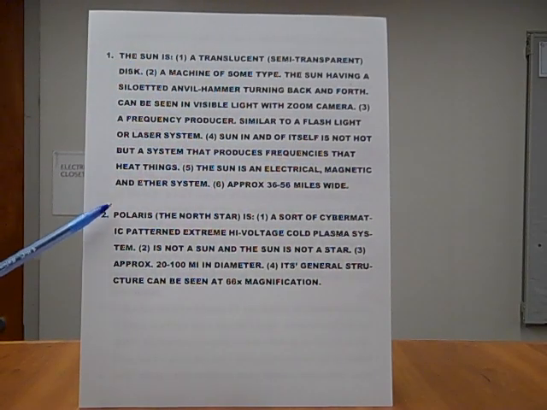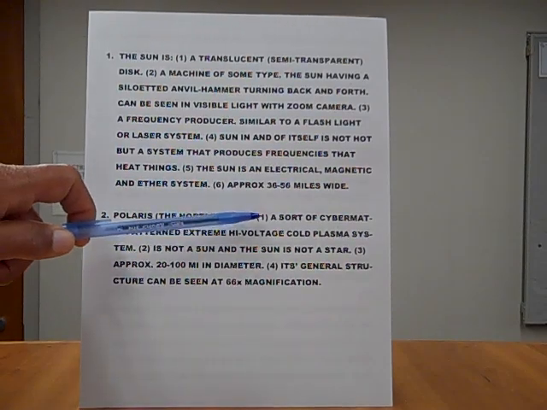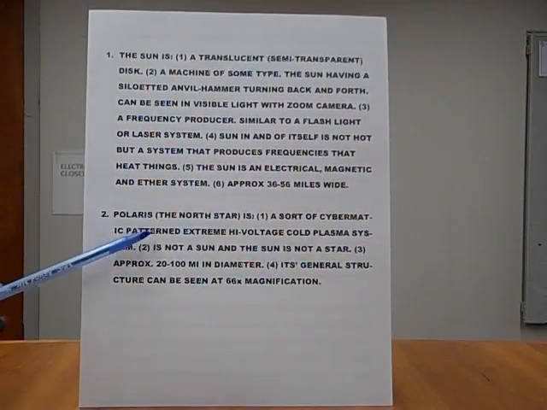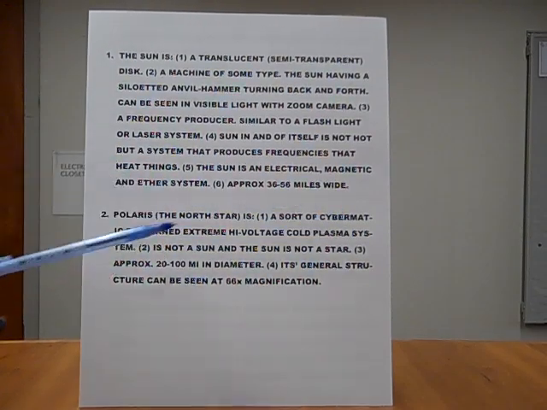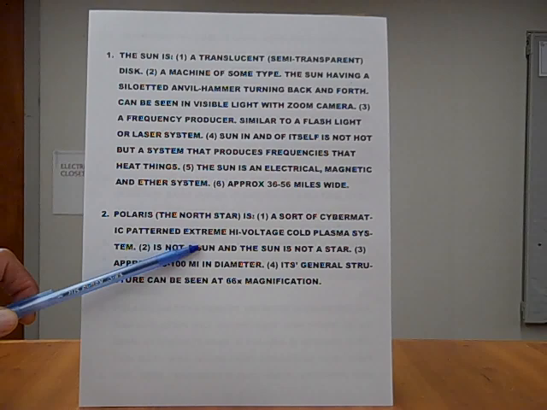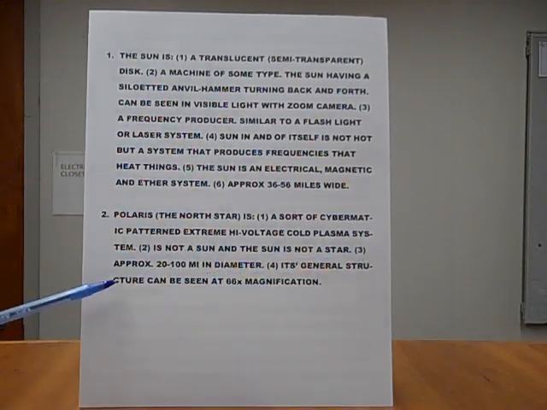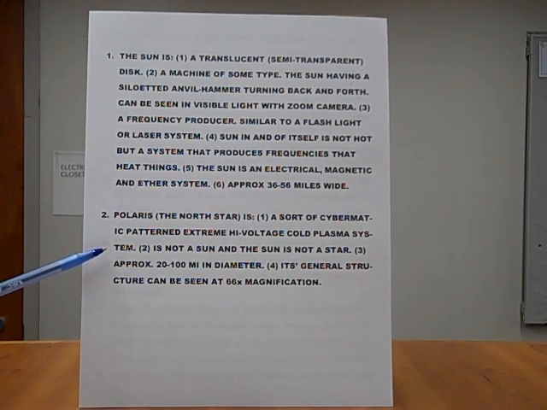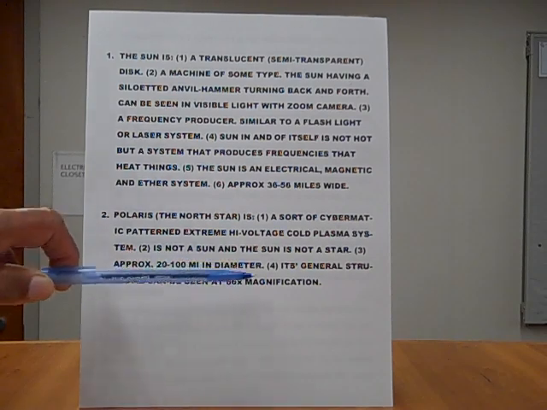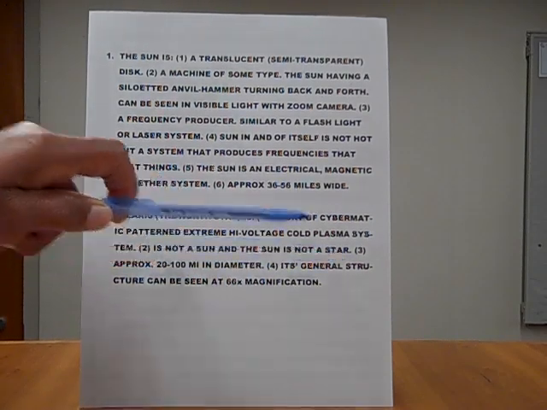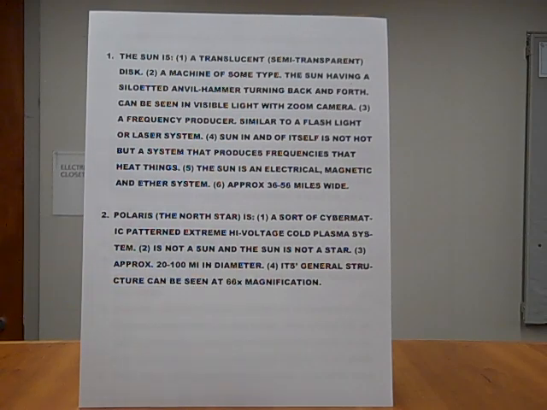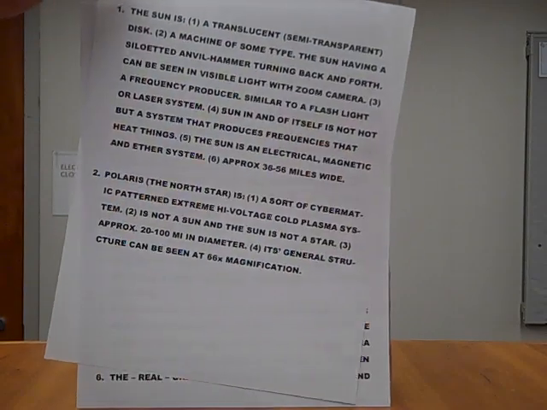Number 2, we'll go to Polaris. Polaris, the North Star, is, number 1, a sort of cybermatic patterned extreme high voltage cold plasma system. Number 2, it is not a sun, and the sun is not a star. Number 3, Polaris is approximately 20 to 100 miles in diameter. Number 4, its general structure can be seen at 66x magnification with a P900 or a P1000 zoom lens telescopic camera.